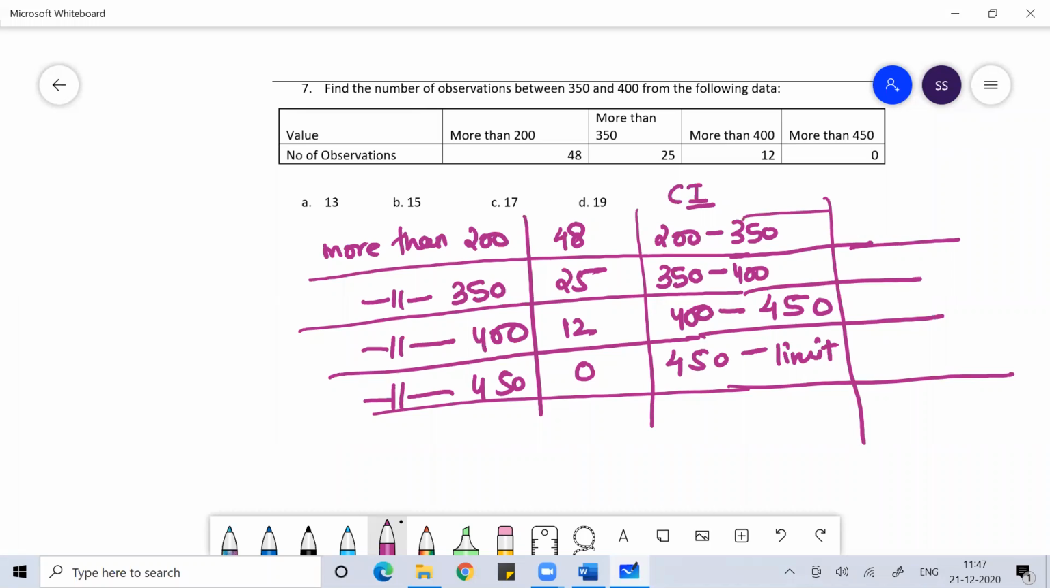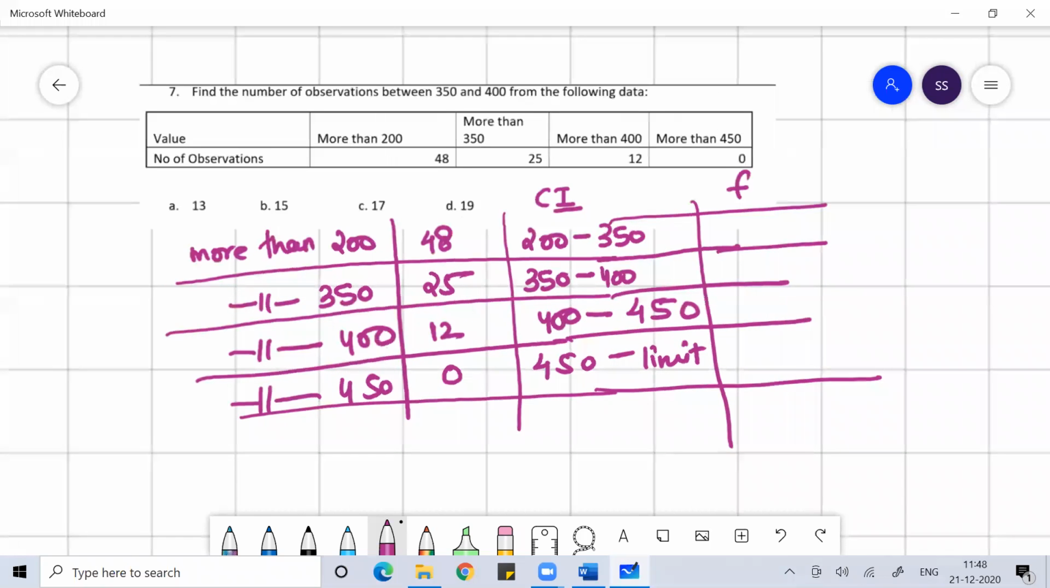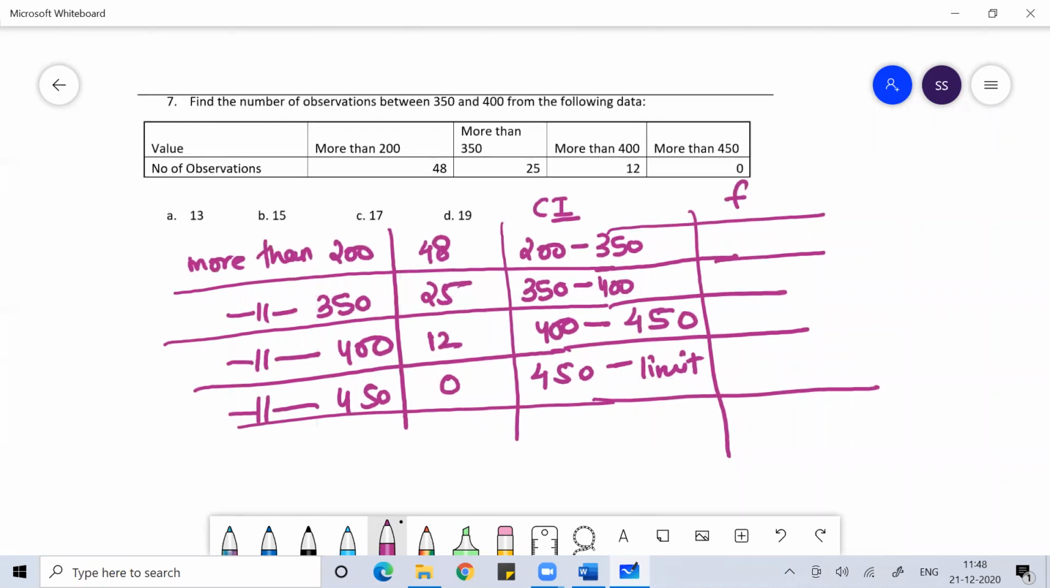So now, if you write them in the normal frequency, how will you write them? Normal frequency starts with 0, then 12 minus 0, this would be 12. Then this would be 25 minus 12, which is 13, and then 48 minus 25, then it would be how much?